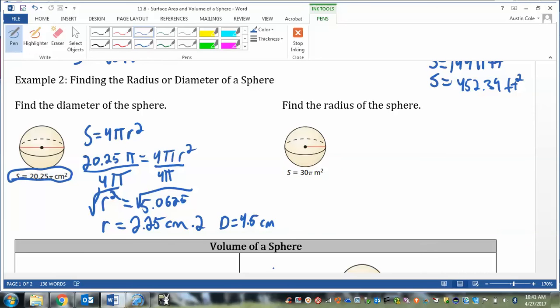All right, try this one with your partner. See what you get. First we're going to divide by 4 pi. 7.5 r squared. How did you get 2 out of the 4? 2.7. That's what you did. I'm pretty sure.